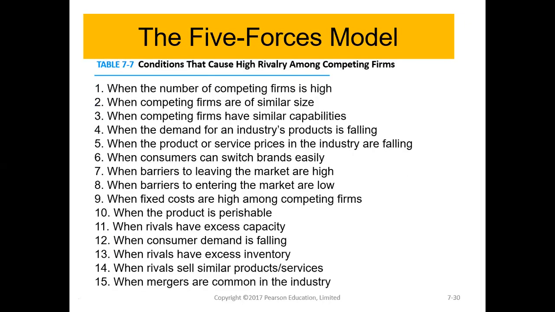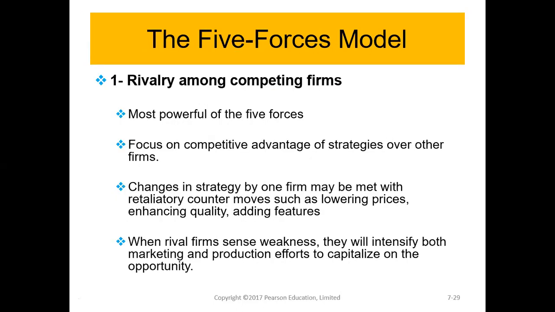High rivalry among competing firms means there is very high competition between these firms. Each one of these firms is keeping an eye on the other. That's why we say it's the most powerful. If you make a new product, they will develop a more advanced product. If you use a new technology, they work on developing a better technology. If you lower the price, they lower the price further. If you enhance the quality, they enhance the quality as well and add more features.